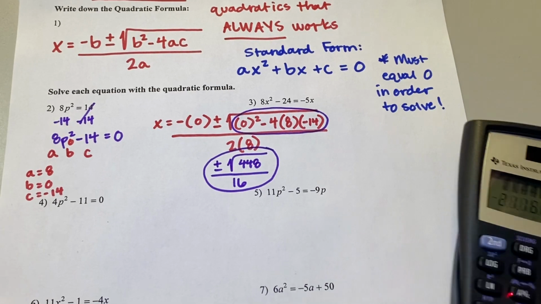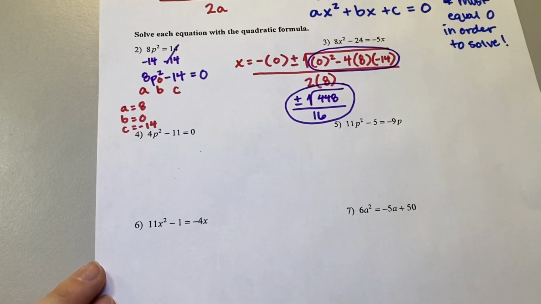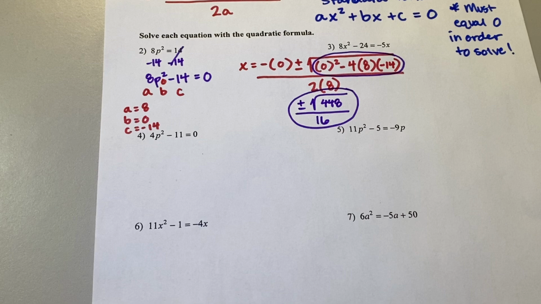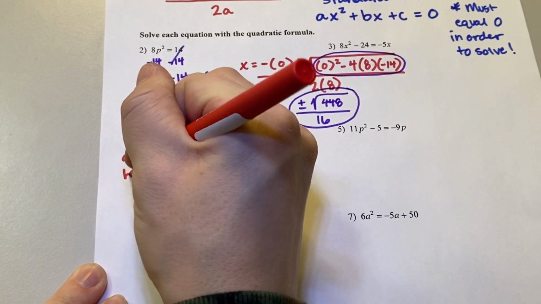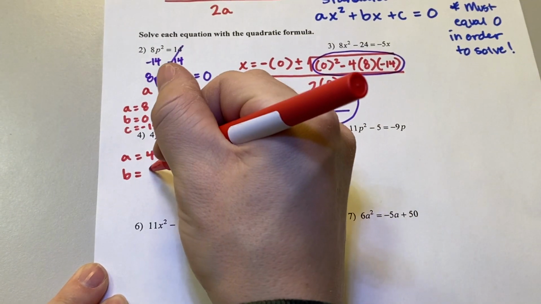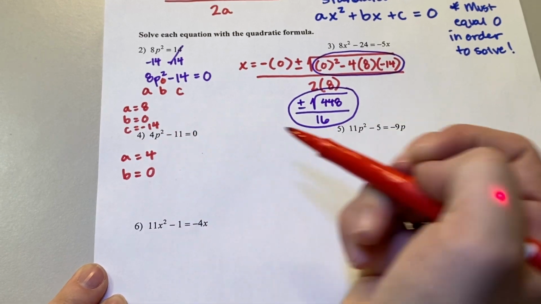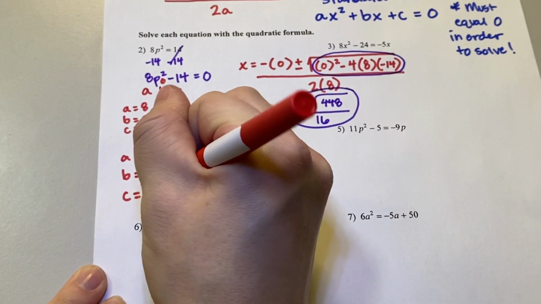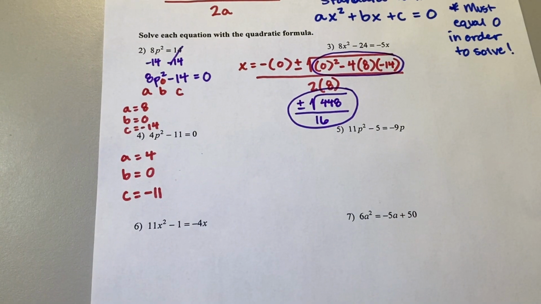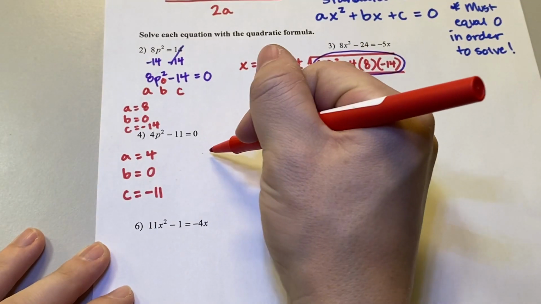Let's go ahead and look at number 4. We're skipping number 3. Is it equal to 0? Yep, so we can go ahead and identify A, B, and C. What's my A, B, and C here? Kaylee? So A is 4, B is 0, C is negative 11. Great job. Again, there's no middle term, which means our B is 0. C, negative 11. Nice. That's a super important step. Seems really simple, but if you don't know what A, B, and C are, you're not going to plug them into the right spots. So let's go ahead and now plug it into our formula.